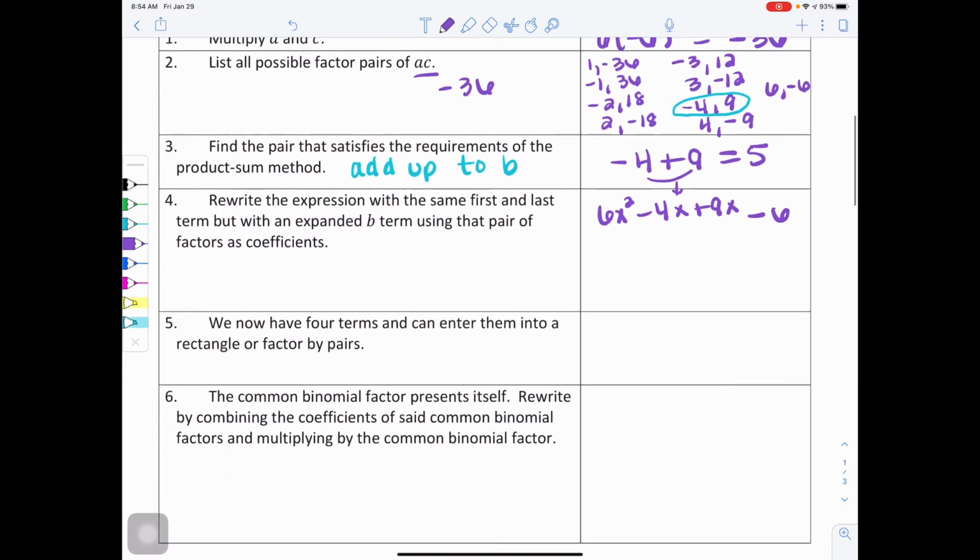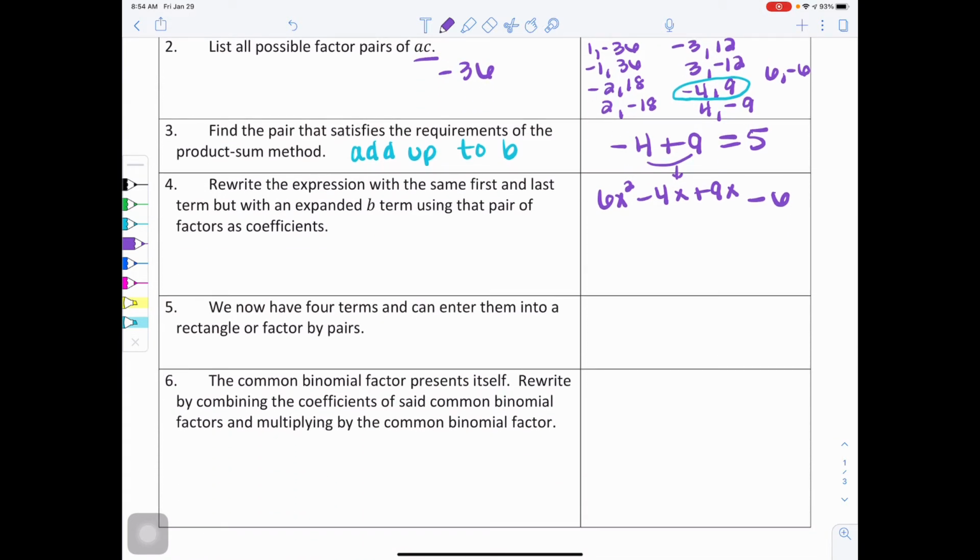So now in 5, it says we now have 4 terms and can enter them into a rectangle or factor by pairs. So if I show you what it looks like in the rectangular form of how we usually multiply it out, it would be 6x squared minus 4x plus 9x minus 6. So the common binomial factor presents itself. We're going to rewrite by combining the coefficients of said common binomial factors and multiply by the common binomial factor.